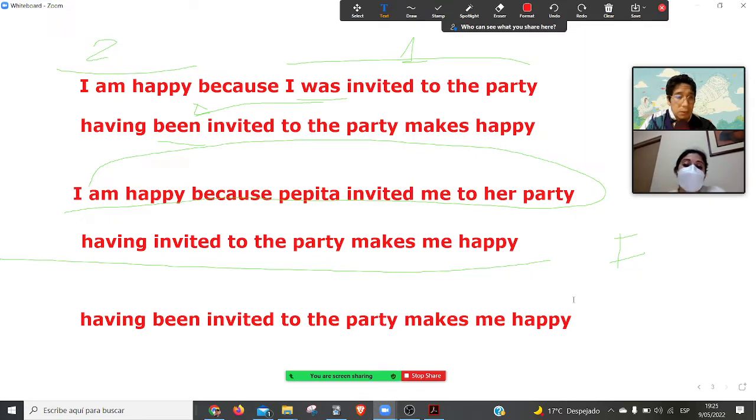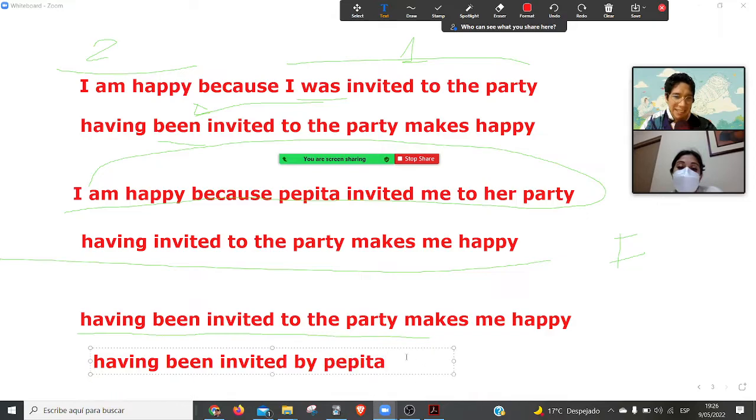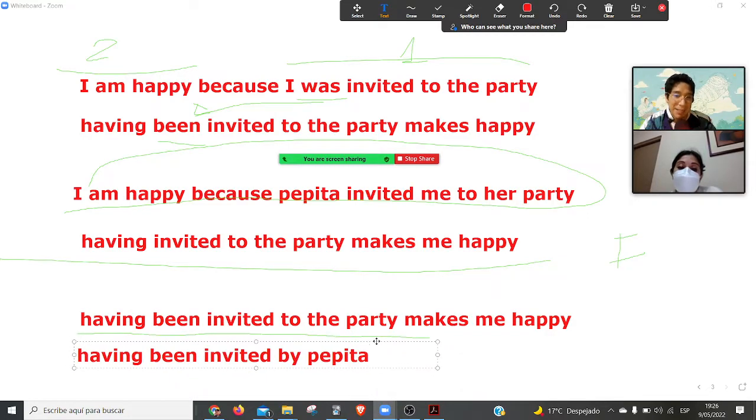I don't understand the last one because it's a different subject. Which one? This part? Having been invited to the party? Having been invited. What about this? Because being invited by Pepita. Okay, we didn't add it. Having been invited by Pepita. Haber sido invitado por Pepita makes me happy.